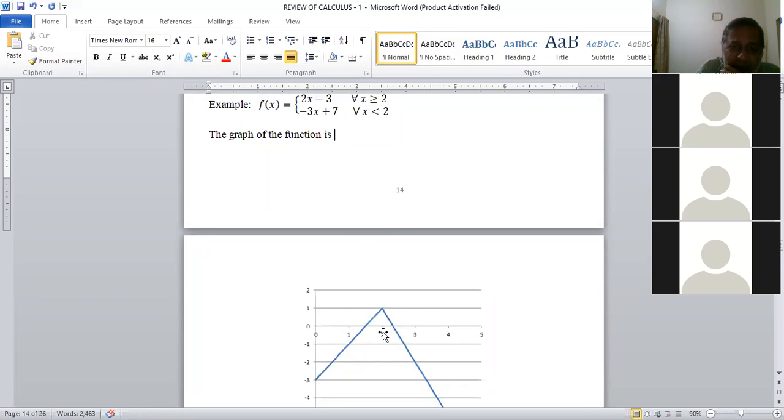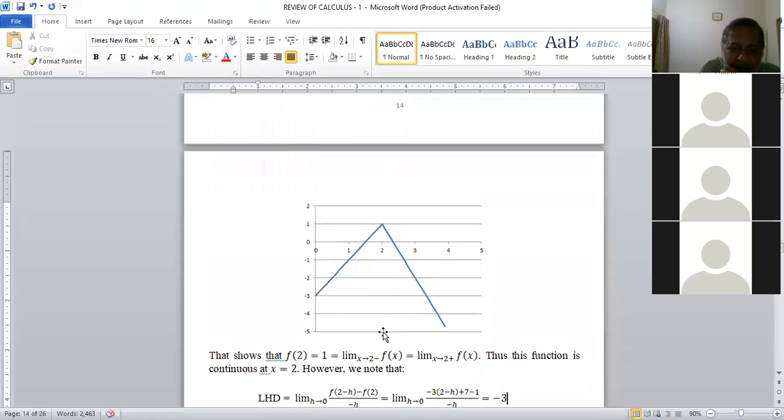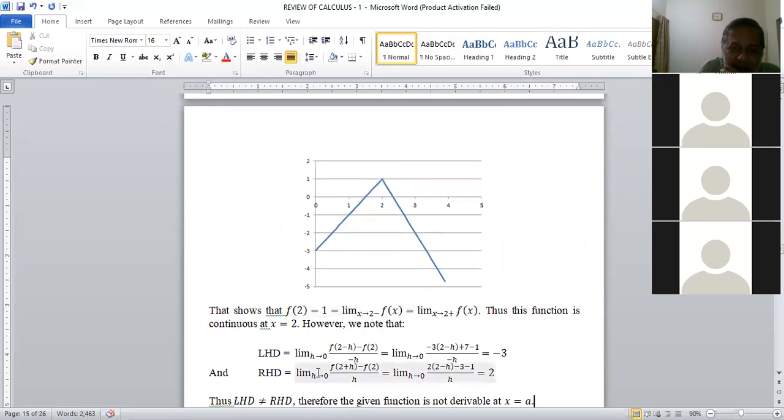But when we look at the derivative, I have to evaluate this. f of 2 minus h. Left hand side के लिए minus 3x plus 7 है. तो मैं x की जगह 2 minus h रख के नीचे minus h रख के ये लिमिट इवेल्युएट करता हूँ और वो आती है -3, because on the left hand side the slope is -3.